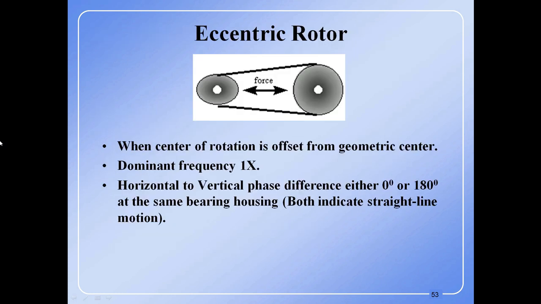Eccentric rotor: when the center of rotation is offset from the geometric center. Second point, dominant frequency 1x. Third point, horizontal to vertical phase difference of either 0 or 180 degrees in the same bearing housing. Both indicate straight line motion.